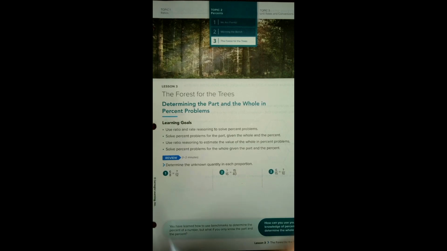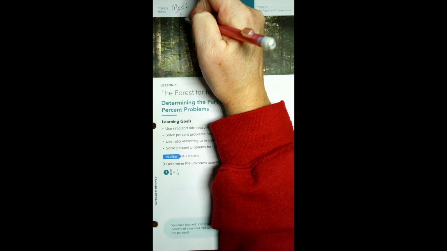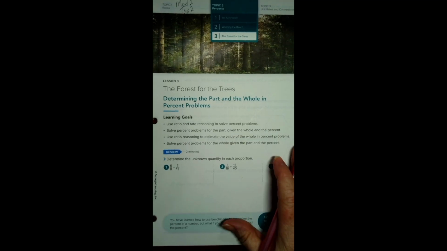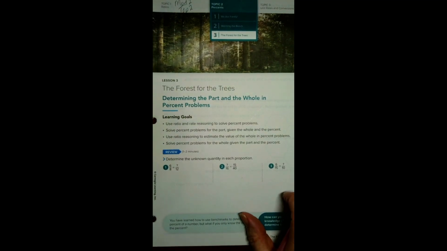Hi everyone, welcome back. We are in Module 2, Topic 2, Lesson 3, and we are on the introduction. The forest for the trees, determining the part and the whole in percent problems.